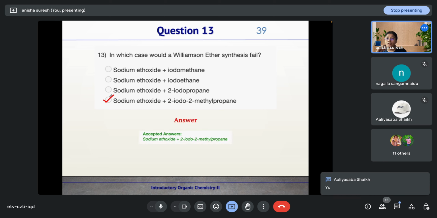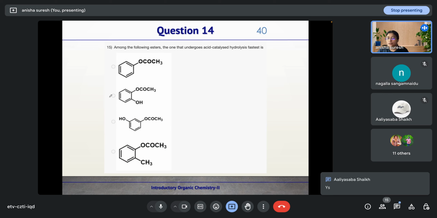Okay. Now coming to the 14th question. Among the following esters, the one that undergoes acid catalyzed hydrolysis fastest is... So the ester to acid, that reaction which will be undergoing fastest. Option B. That is the right answer.